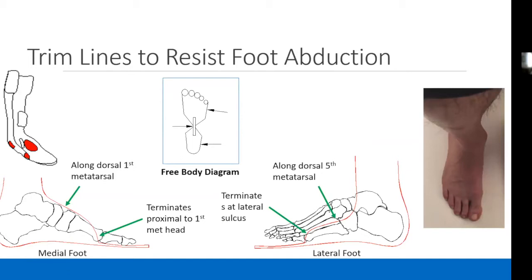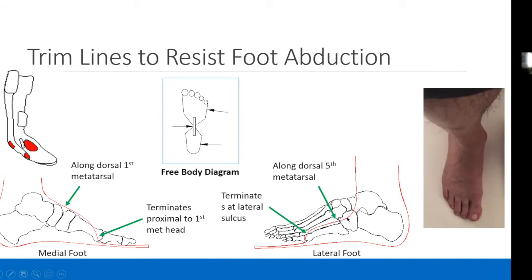Now, whenever we design trimlines in an orthosis, we want to keep the center of pressure, which acts along the bones, well within the trimlines of the orthosis. So a rule of thumb that we use is that on the medial side, we want the dorsal trimline to be along the dorsal aspect of the tarsal bones, and also the first metatarsal. And the termination of this trimline would be just proximal to the first metatarsal head. And the reason being that we really don't want to restrict the abduction of the forefoot. We want to restrict abduction of the forefoot.